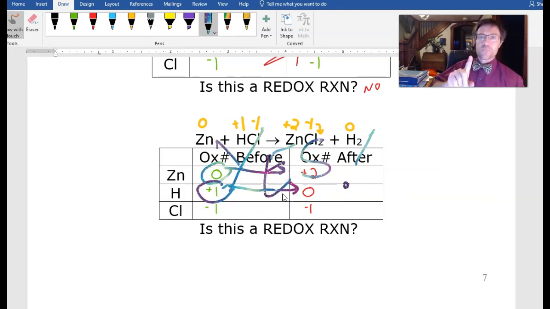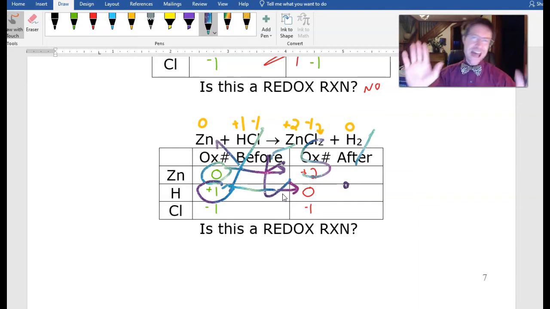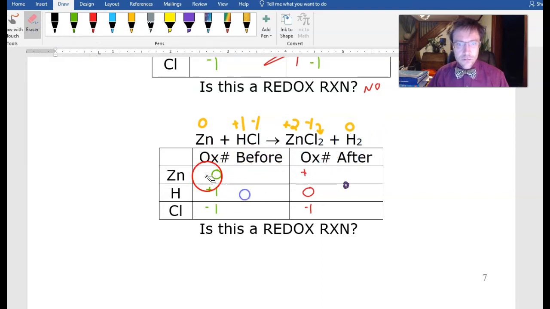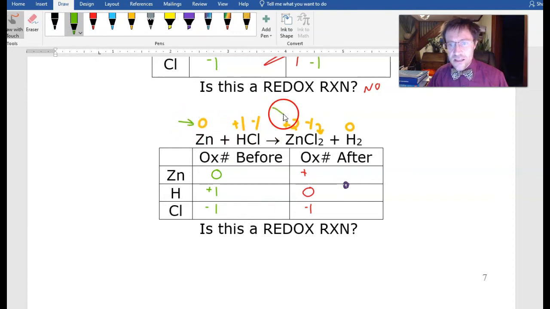Boom, and look. I want to clue you in on a secret shortcut that I'm not supposed to tell you guys. I don't care about the Regents people anymore, do you? I sure don't. So look, you see how this zinc is a 0? See how it's in pure elemental form? And on this side it's in a compound. Element, compound. Guaranteed, every single time. If you see an element on one side and a compound on the other, guaranteed redox reaction.